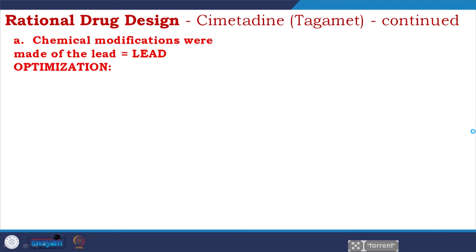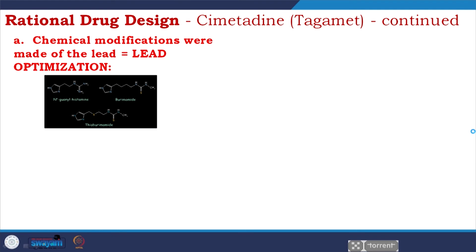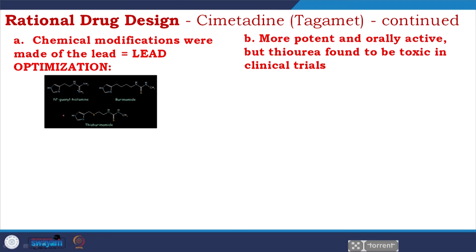Now, we continue, we make chemical modification of the lead compound which we call lead optimization. From N-guanyl histamine we make the modifications which is burimamide and thiaburimamide. Then we make more potent and orally active compounds, but we include thiourea, and because of the presence of sulfur it was found toxic.